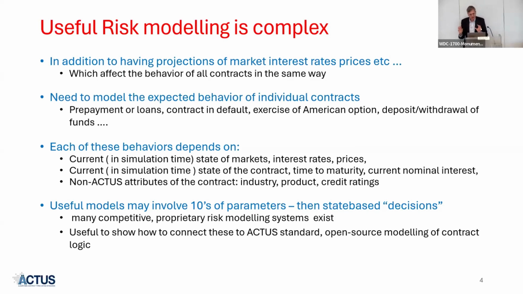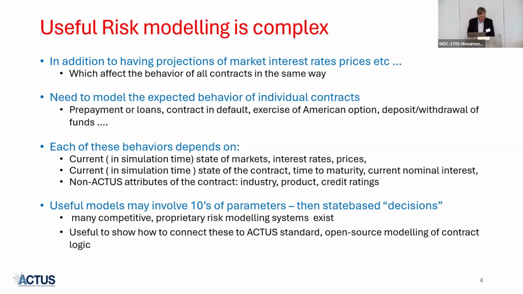these are all important and useful models, industrial strength models used by banks and financial institutions today. For each of these properties, like default, like prepayment, like exercise, probably use tens of parameters, and they're really complicated and sophisticated. Those are the things that will be competitive and proprietary and won't get standardized. But how do we connect those things to an ACTUS simulation?